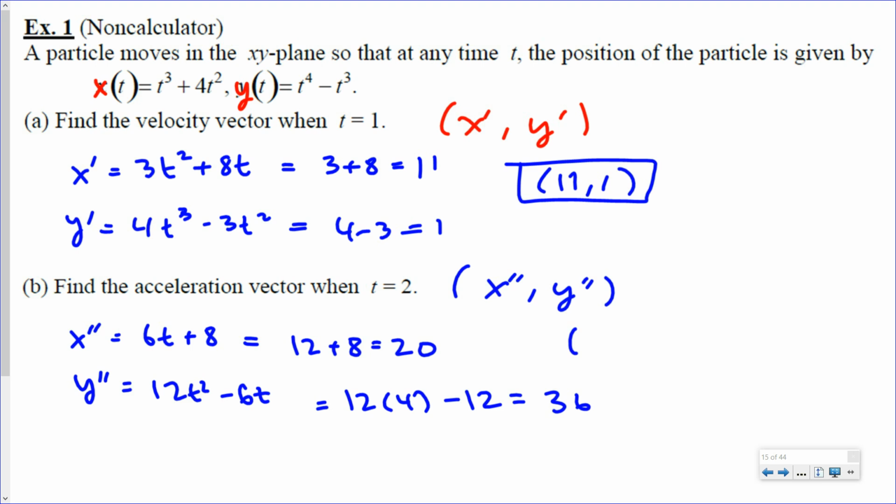Be careful. They didn't just ask you for numbers. They said, what is the vector? So your vector is 20, comma 36. All right, easy? Okay, let's move on then.